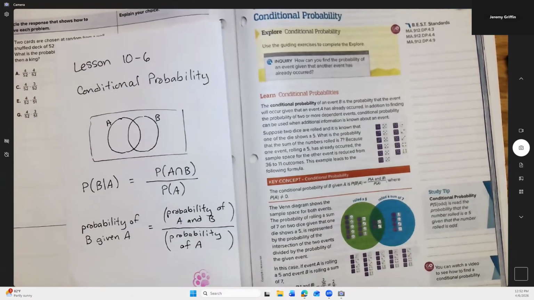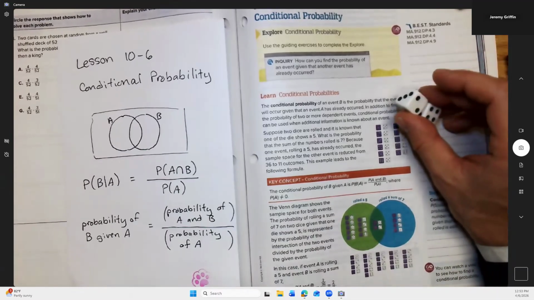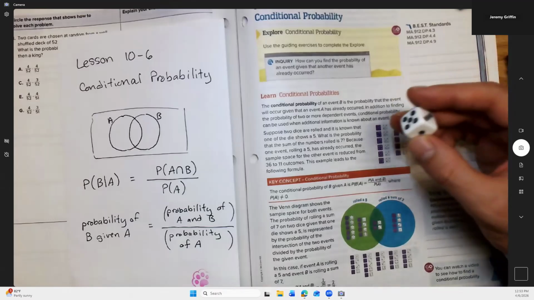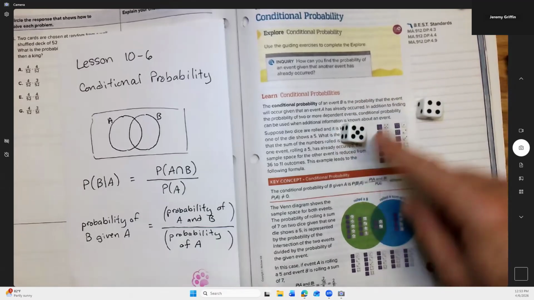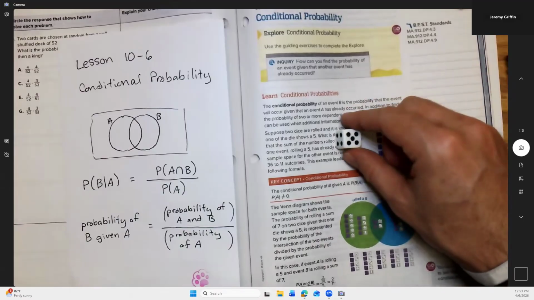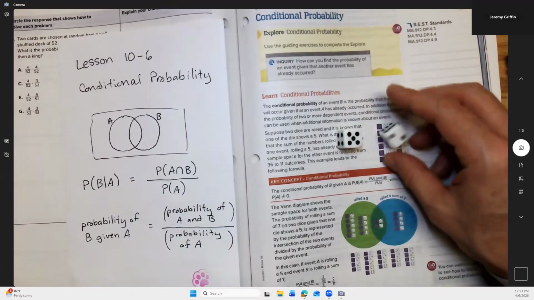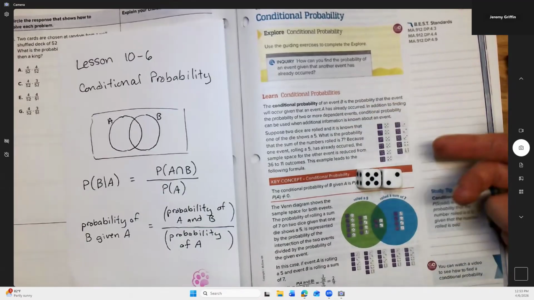So if they ask the question, what's the probability... how do they phrase this? Event A is rolling a 5 and event B is rolling a 7. So what's the probability of rolling a 7 given that a 5 was rolled? You know at least one of the dice is a 5. You know that for sure because that's been given already. But what's the probability that the two dice do in fact add up to 7?